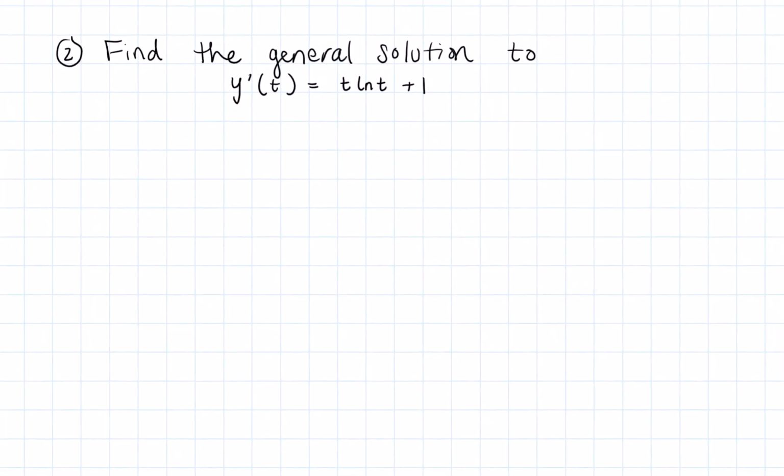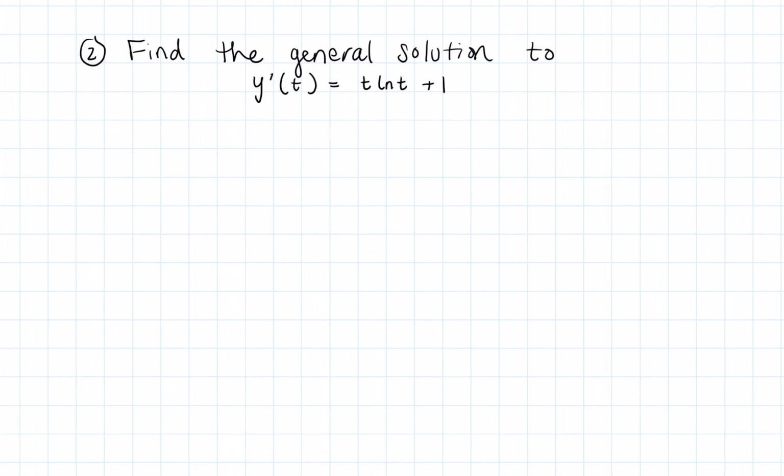Let's look at finding the general solution to this differential equation. So we've got y prime of t equals t times the natural log of t plus 1. In this case, we've got the first derivative and we want to find the function. So this is going to be a function of t that we're looking for, y of t. And to do that, we're going to want to integrate the derivative of y of t with respect to t. So we're going to want to integrate t times the natural log of t plus 1 with respect to t. I almost wrote with respect to x because my hand is used to dx instead of dt. So we want to integrate that function.